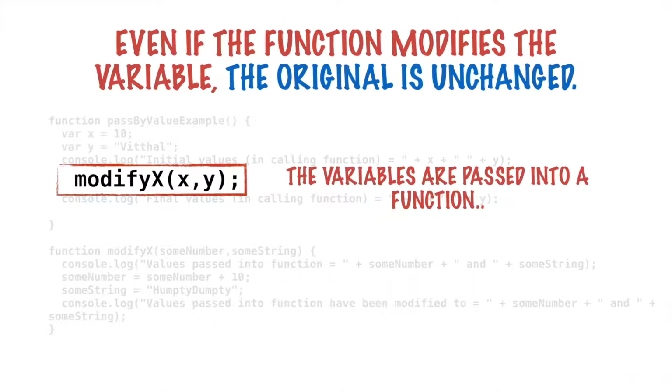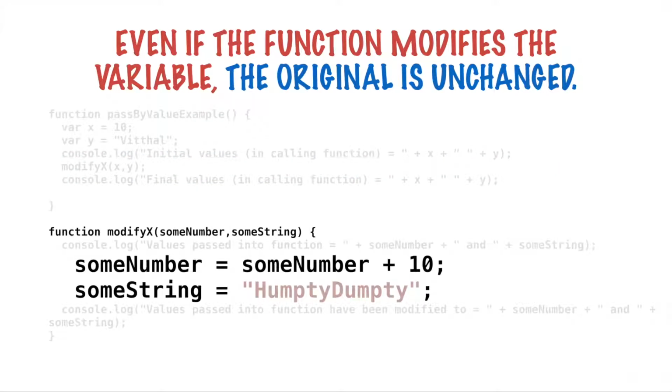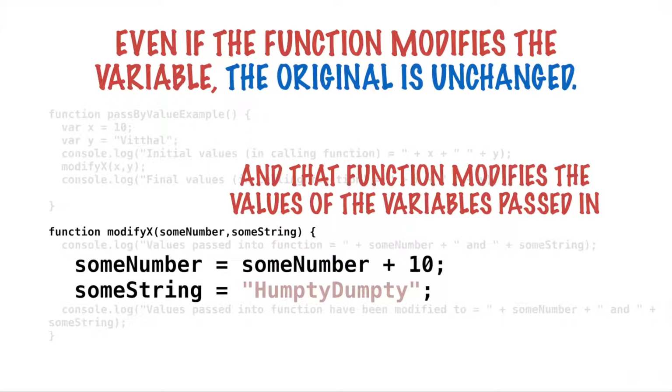What does modify x do? Leaving aside all the console.log statements within modify x, it basically tries to change the value of the variables that have been passed into it. It modifies the values of the variables passed in. So it adds some number is equal to some number plus 10 and some string is equal to Humpty Dumpty. Remember that some number was x, whose original value was 10, and some string was y, which was passed in, whose original value was Vitthal.